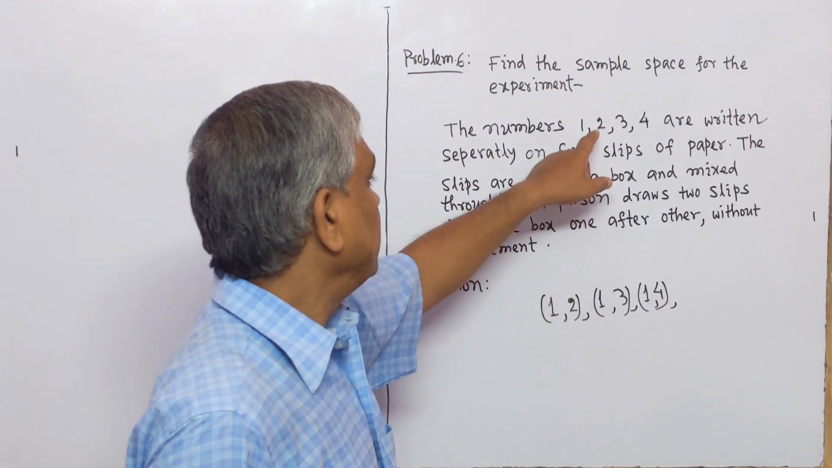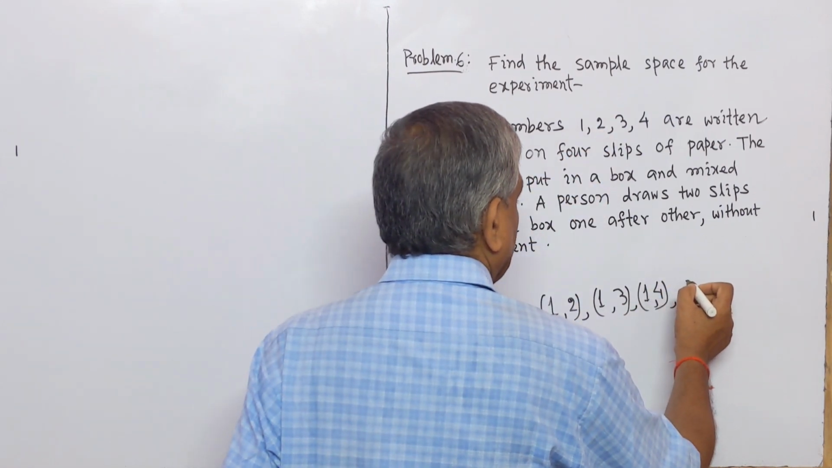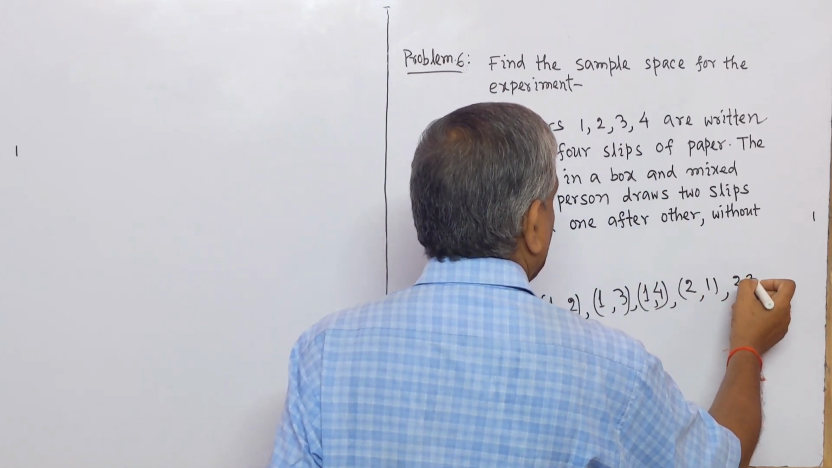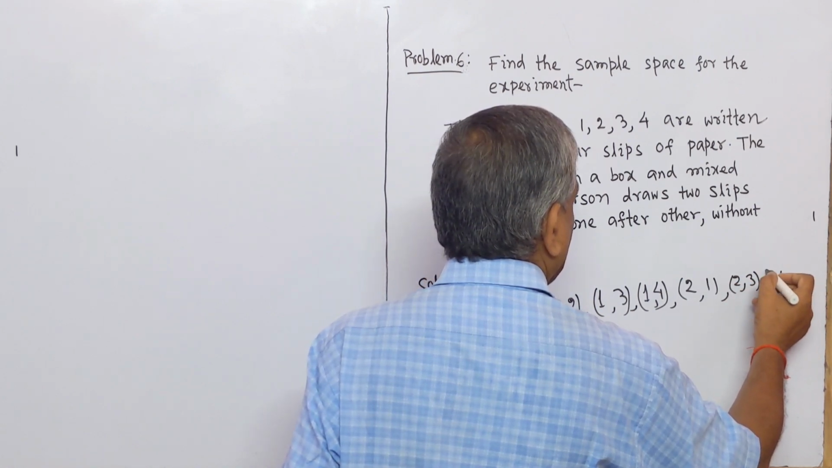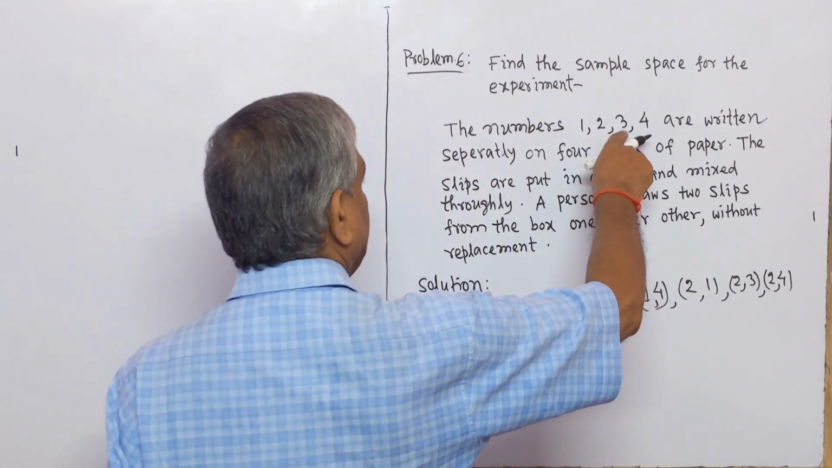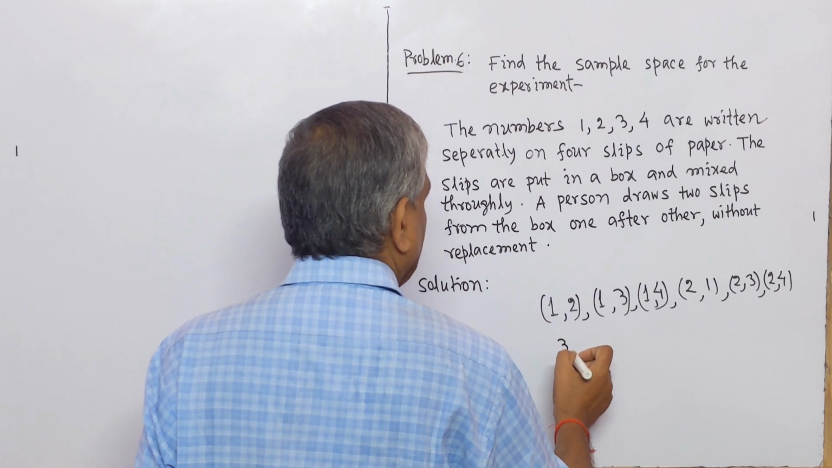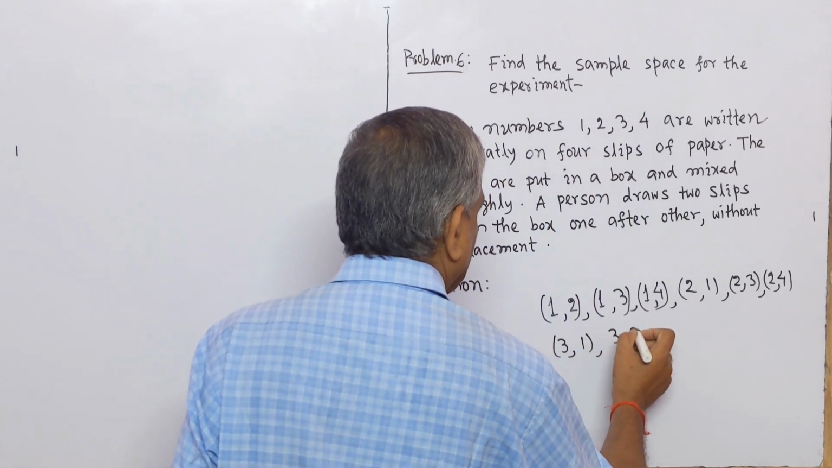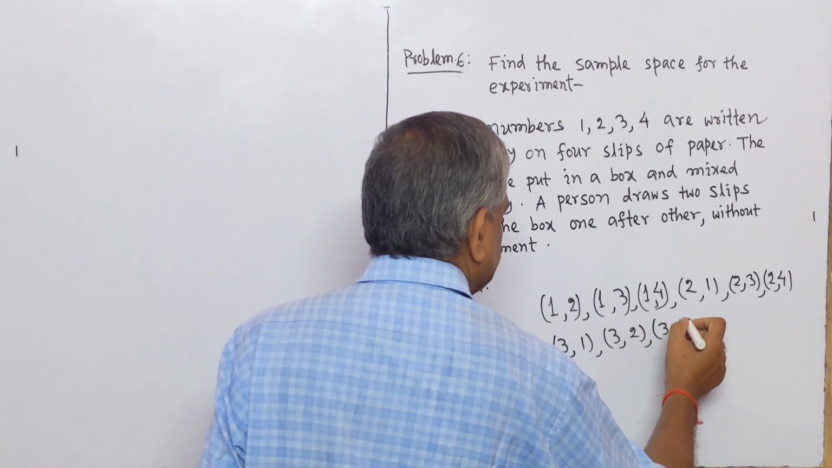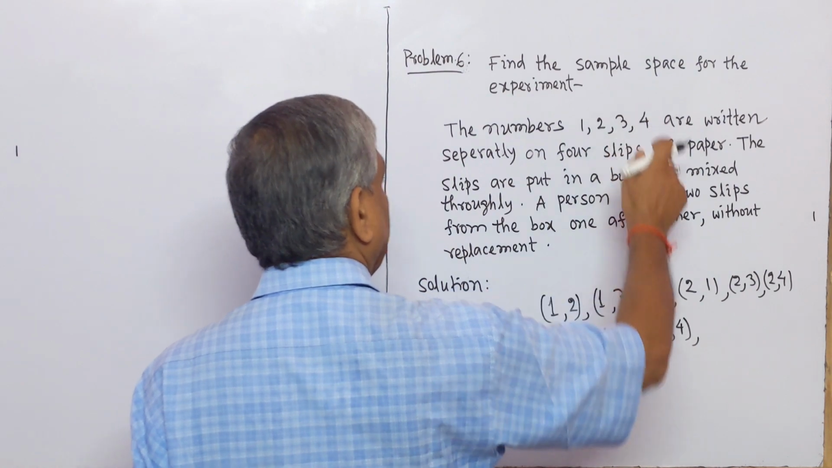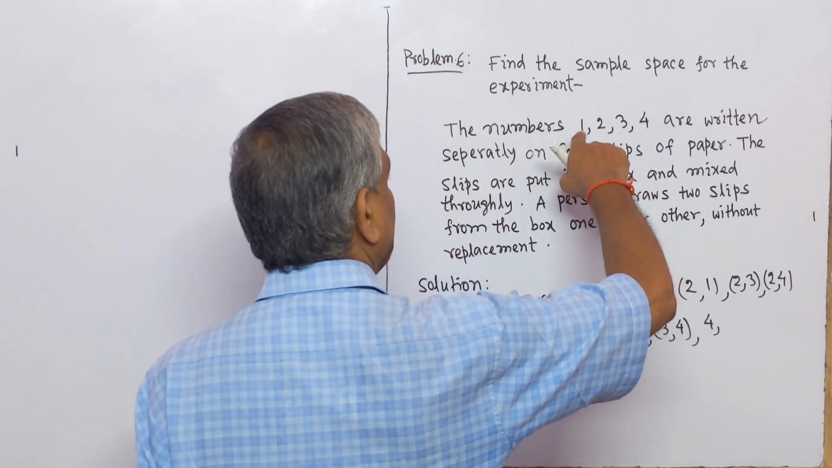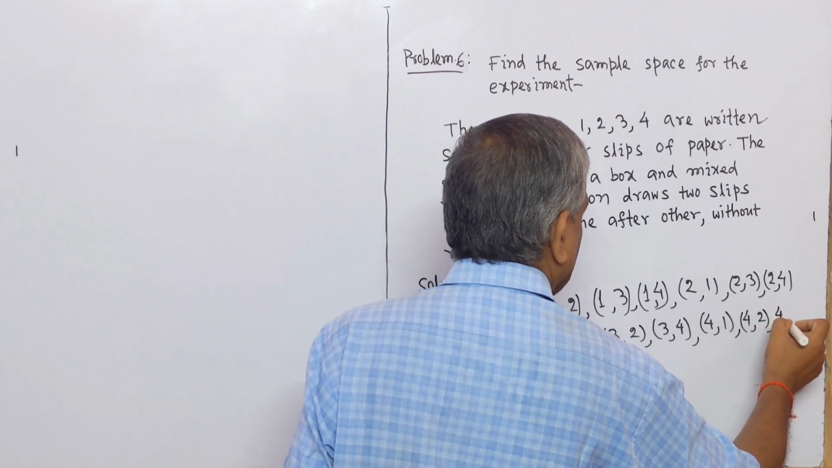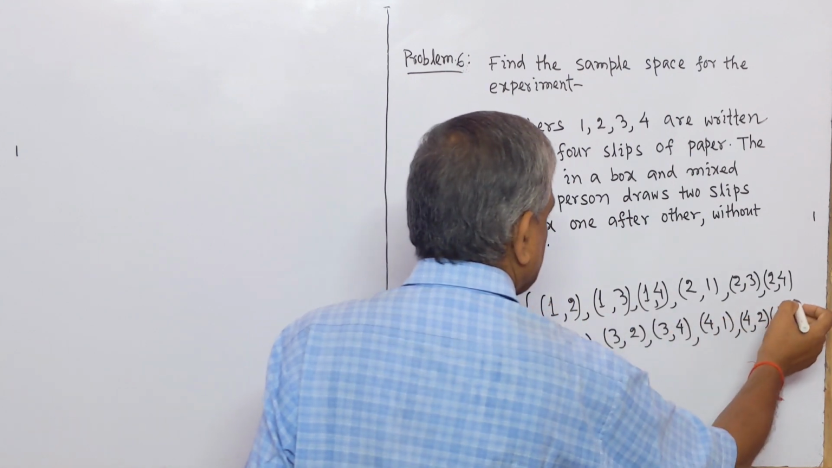If in the first chance we take 2, in the second chance it may be 1 or 3 or 4. In the first chance, if we get 3, in the second chance 1, 2 or 4. If in the first chance we get 4, then its second chance it may be 1 or 2 or 3, and this is the sample space.